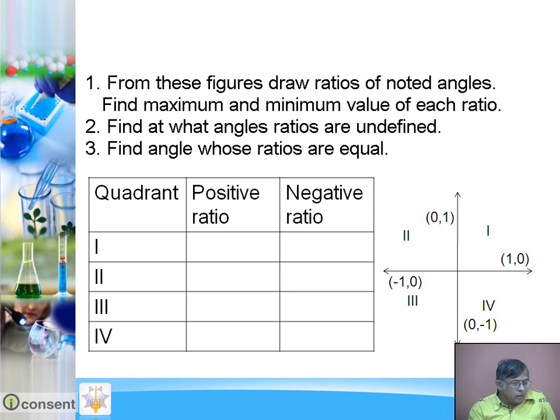Here quadrants are given. Here this is the x-axis, this is the y-axis, this is the first quadrant, this is the second quadrant, third quadrant and fourth quadrant. Now see the first quadrant: which ratios are positive and which ratios are negative.